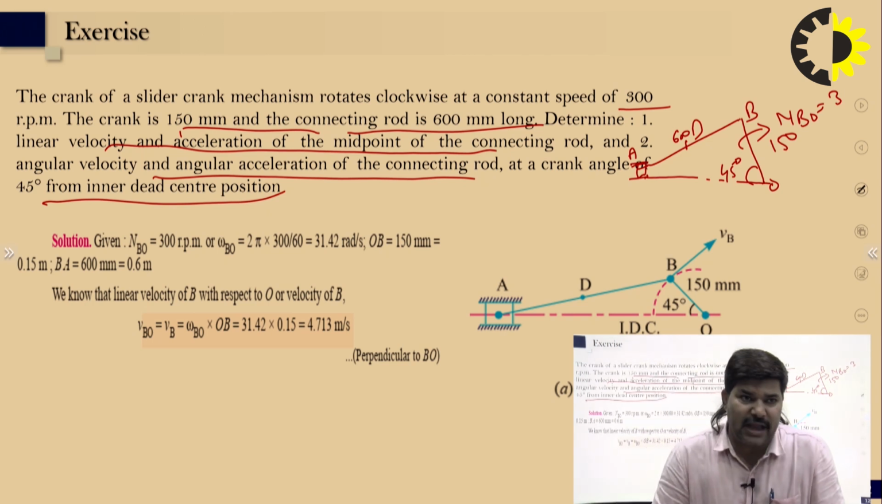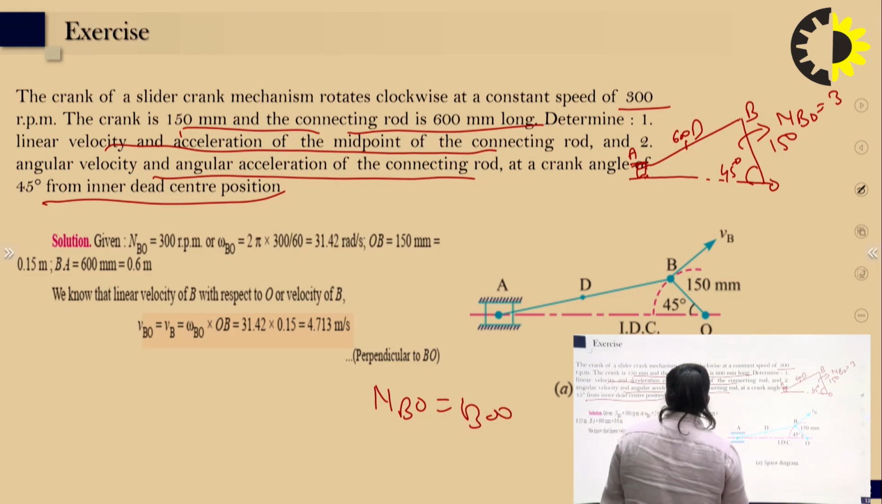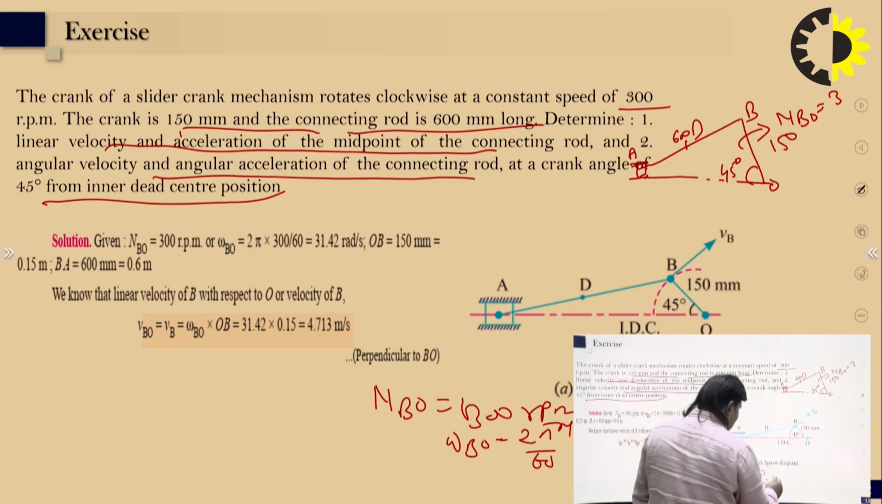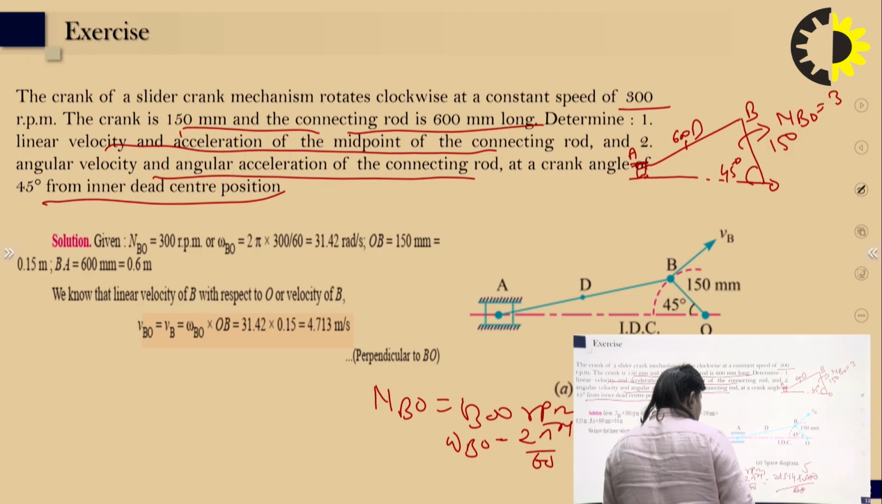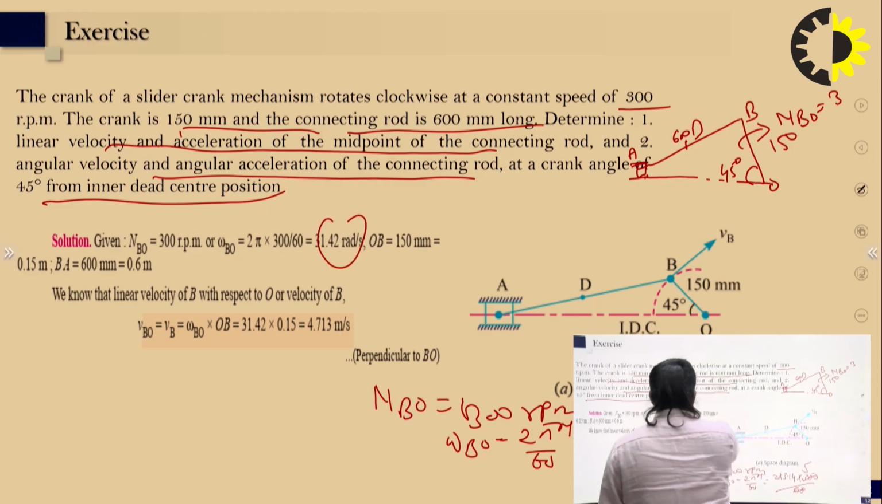For the crank, the speed of B with respect to O is given as 300 rpm. So we convert it to omega. Omega BO equals 2 pi N upon 60. Put the value of N: 2 into 3.14 into 300 divided by 60, approximately it becomes 31.42 radian per second, and the length of OB is given.